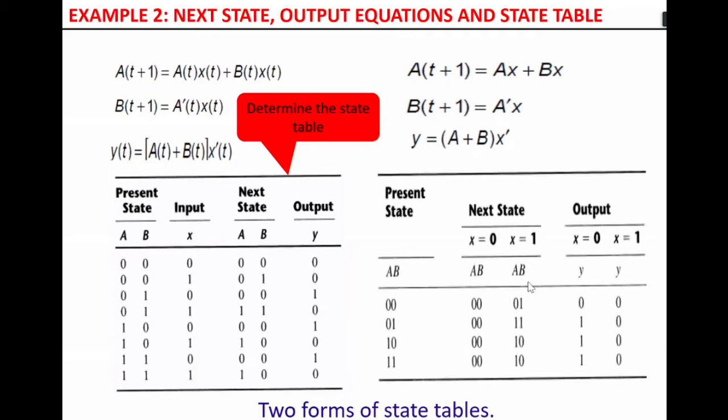Now, I've just told you, different books have different orientations. You will find a book that writes a state table like this. You will find another book that says present state AB, next state for X equals to 0, X equals to 1, AB, that's the next state, and the output for X equals to 0, X equals to 1. Different things, same thing. So don't be shocked if you see different types of state tables, but they have the same information. Yes?